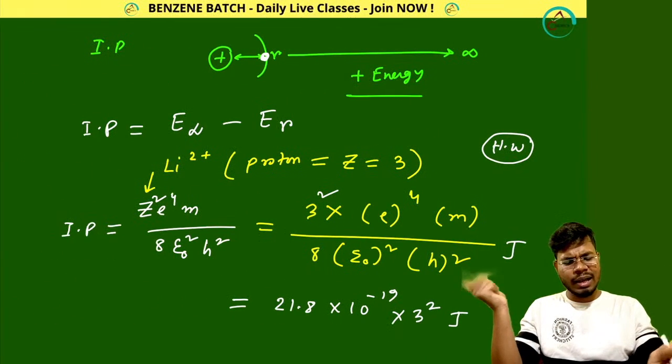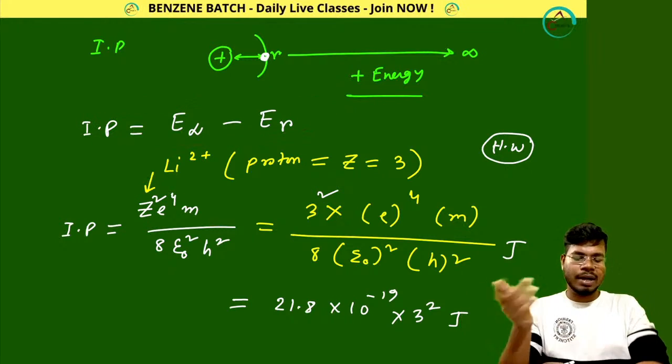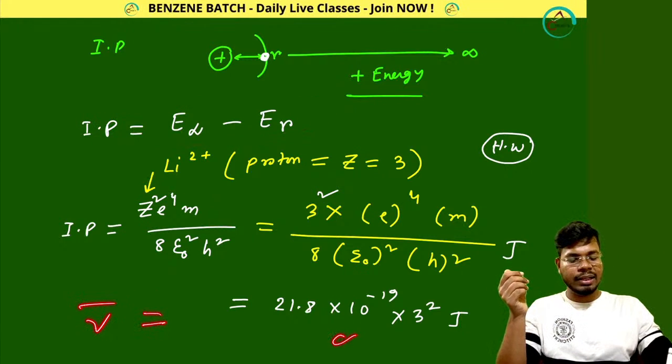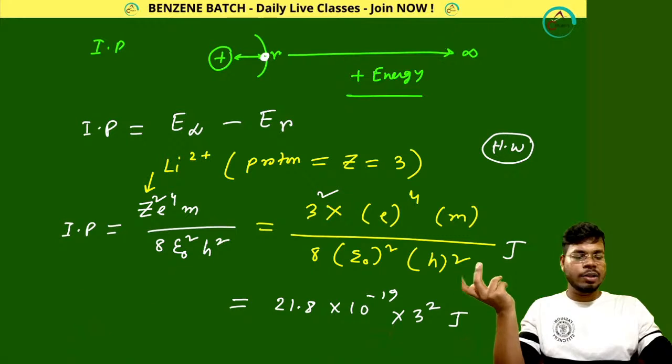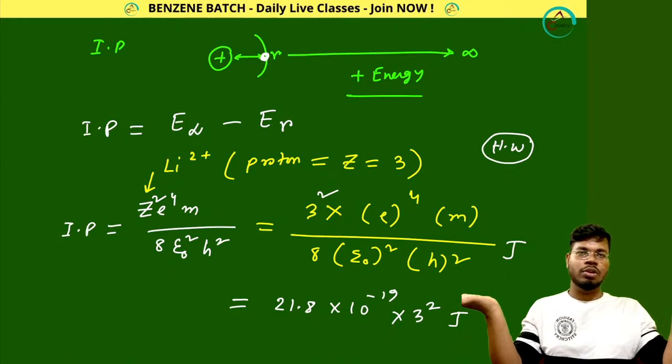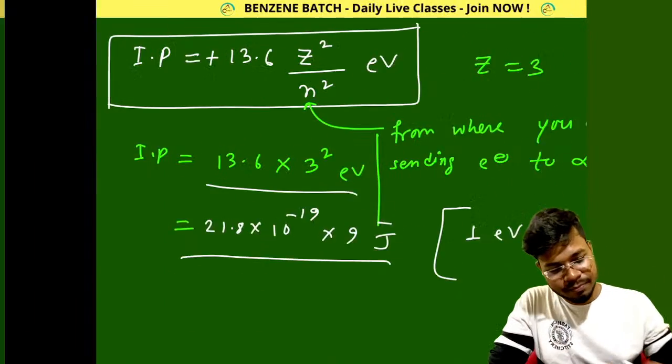Otherwise, you can directly use this concept or whatever concept I told you, using the Bohr equation, get the value in centimeter inverse, then convert it into joule or kilojoule, whatever you want. You can do that as well.